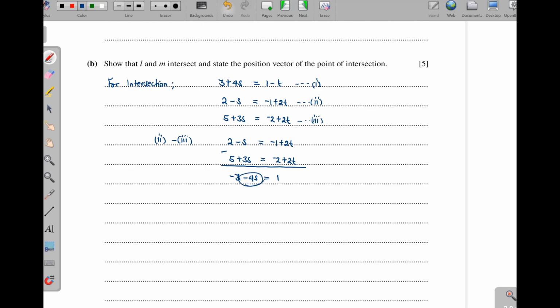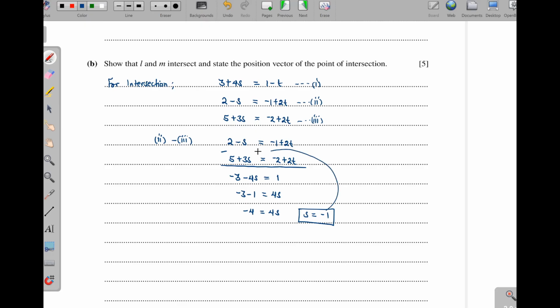Now from here, we make s the subject of the formula. I can take it to the other side, and then I bring this one here. So minus 3 minus 1 will be equal to 4s. Here it is negative 4, which is equal to 4s. That means when we divide all through by 4, s is going to be equal to negative 1.